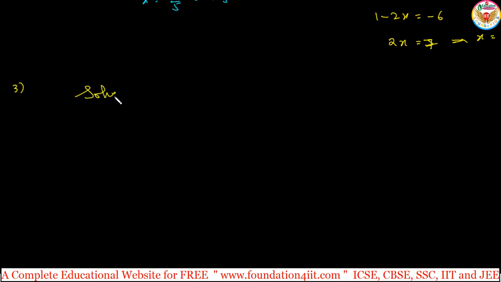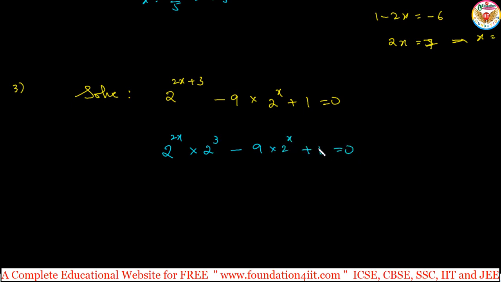Question is solve 2 to the power 2x plus 3 minus 9 into 2 to the power x plus 1 is equal to 0. Let us simplify this first. 2 to the power m plus n, like a power m plus n, that means a power m into a power n. So 2 to the power 2x into 2 to the power 3. You separate this. Minus 9 into 2 to the power x plus 1 is equal to 0.